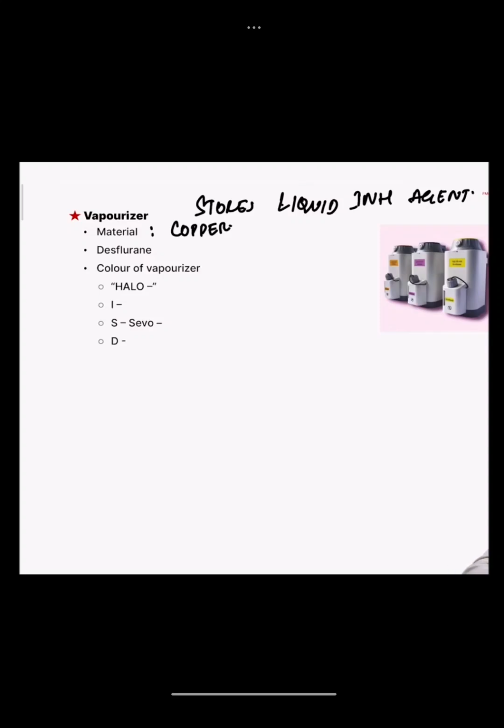But remember, all gases are stored in the same type of vaporizer except desflurane, that requires a special vaporizer. Why? Because desflurane has a low boiling point, and that special vaporizer is very costly. So desflurane requires a special vaporizer, and we also need to remember the color coding of vaporizers. How will you remember the color coding?